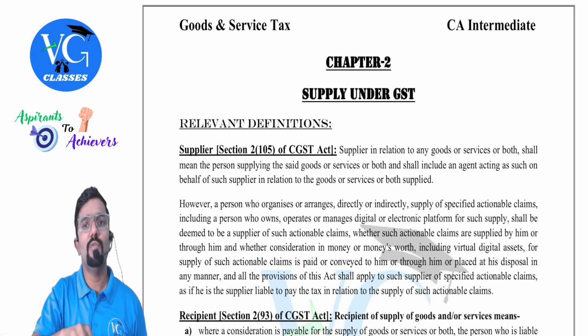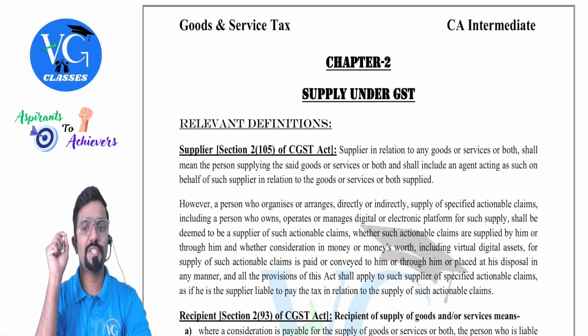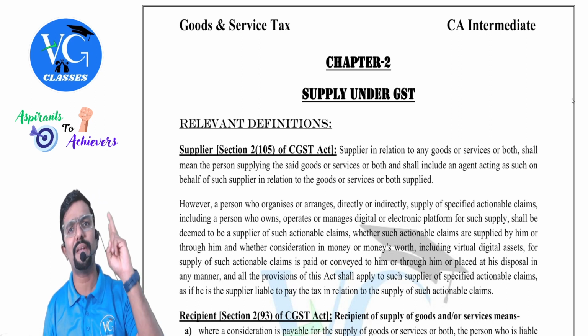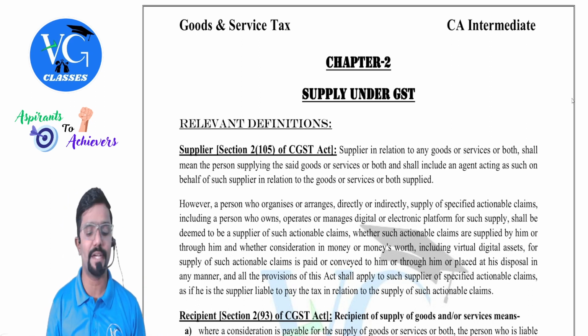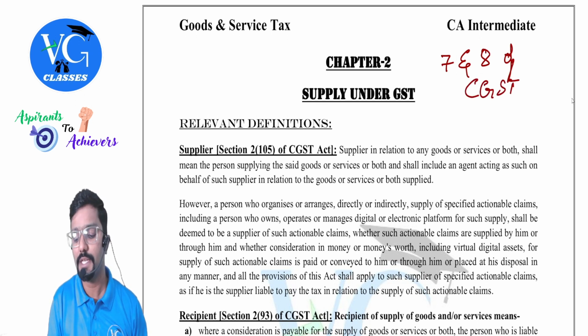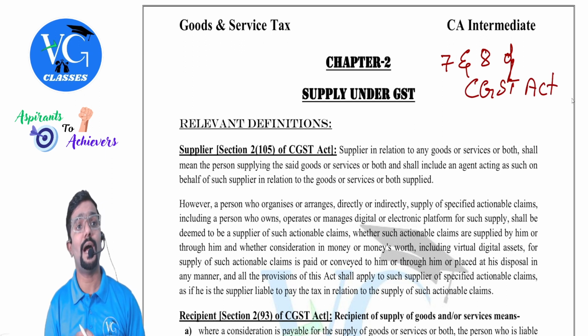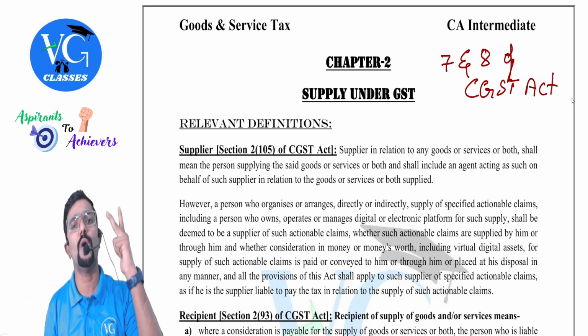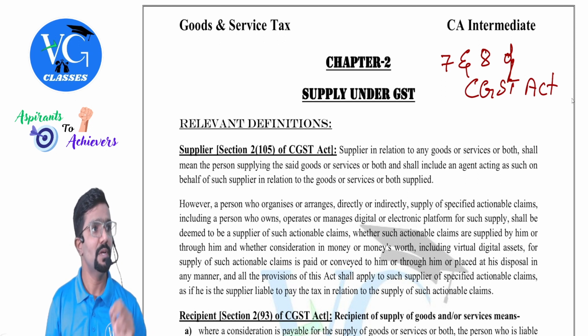Yes, students. Now we will step into chapter 2, which talks about supply. In this chapter, we will be covering two important sections of the CGST Act. Which are those? Section 7 and 8 of the CGST Act, along with three schedules: schedule 1, 2 and 3. We will be learning them.